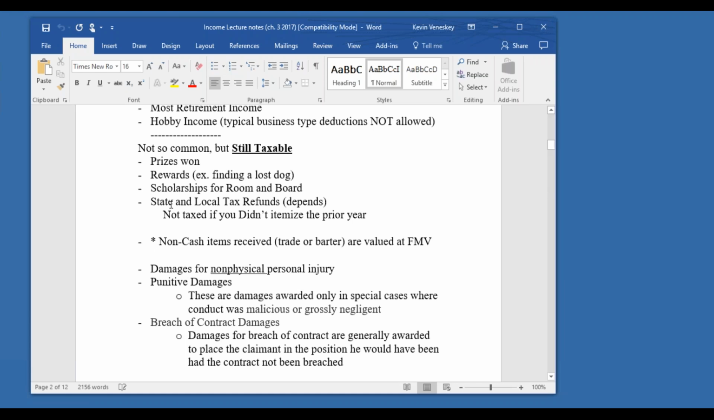Another one here: state and local tax refunds. Notice I said state and local, not federal. If you get a federal refund, that's not taxed. State and local, if you get a refund back and you itemized the year before when you got your refund, then there's a good chance your state and local refunds will be taxable. If you did not itemize in the year prior, then your state and local refunds are not taxable. So state and local refunds do depend. It doesn't always mean they are taxable, but if they are, they go on line 10 of the 1040, and we will have some of those on tax returns coming up in the future.